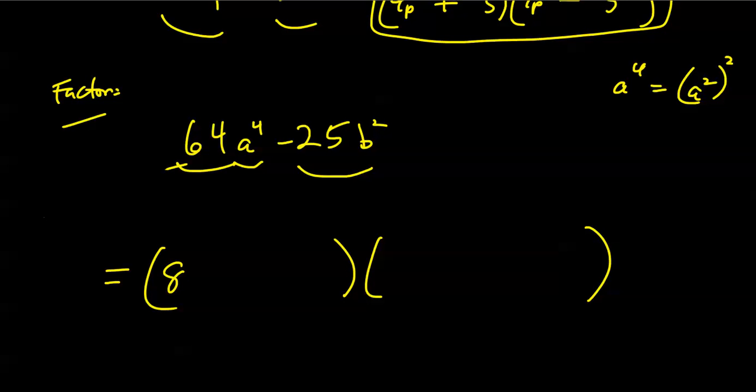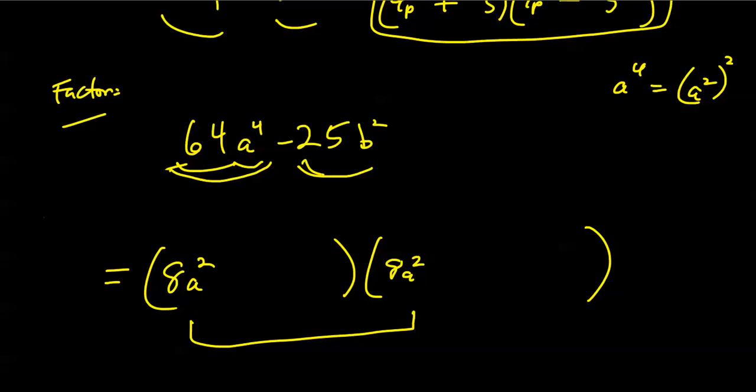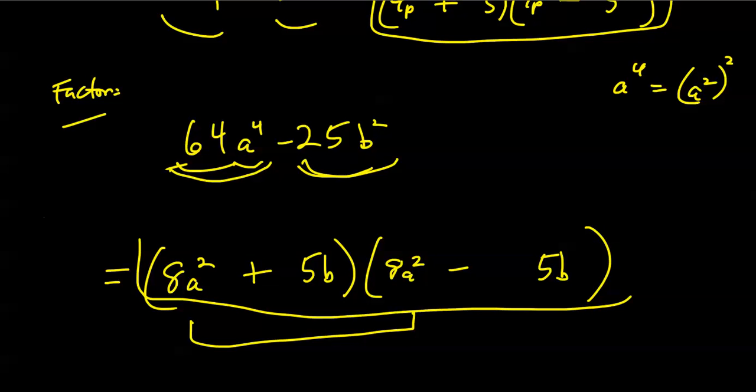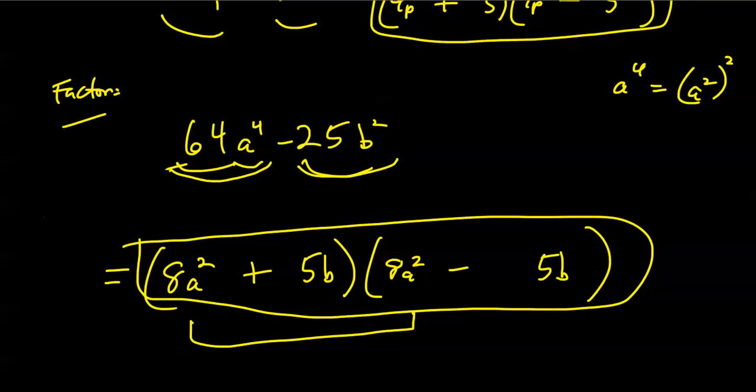The first terms will be not 8a, but 8a squared. Check it out. 8a squared times 8a squared is 64a to the fourth, is it not? The last terms here, 25b squared. What's the square root of 25b squared? Of course, it's 5b. And according to our pattern, one of these binomials is going to be a binomial sum, and the other one is going to be a binomial difference. Hence, the final answer, 8a squared plus 5b times 8a squared minus 5b.